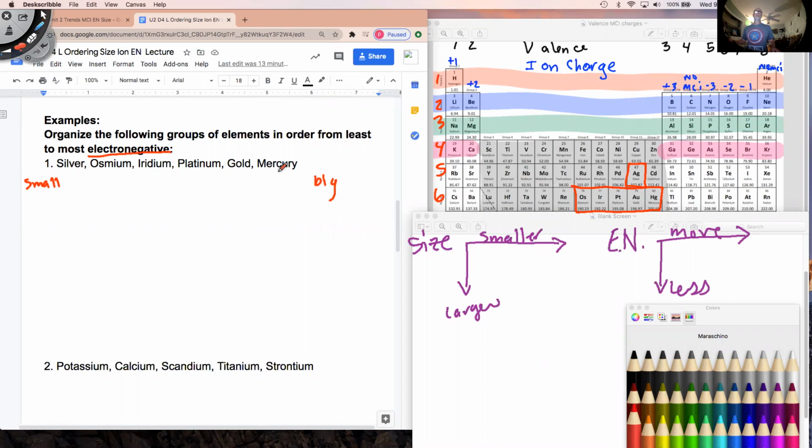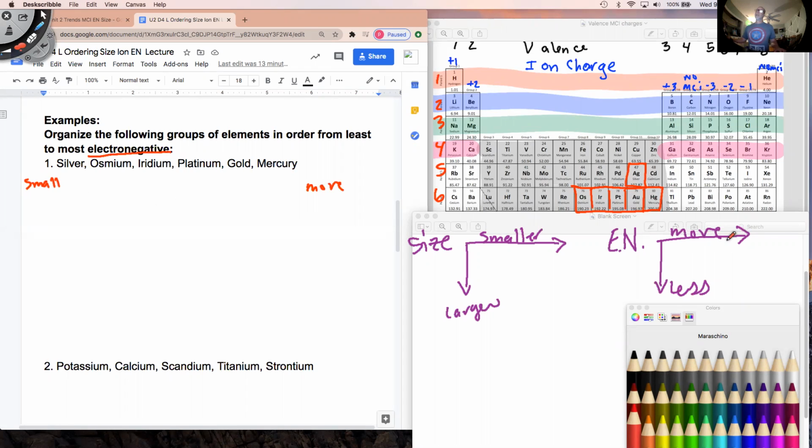So less electronegative, more electronegative. I should put more on that one, not bigger. Sorry, speaking. All right, so this will be more electronegative. And these are the elements we're working with: osmium, iridium, platinum, gold, mercury, and silver. Let's take a look. Which ones will be the smallest? The one that'll be the smallest will be most electronegative. The ones that are the largest are least electronegative.